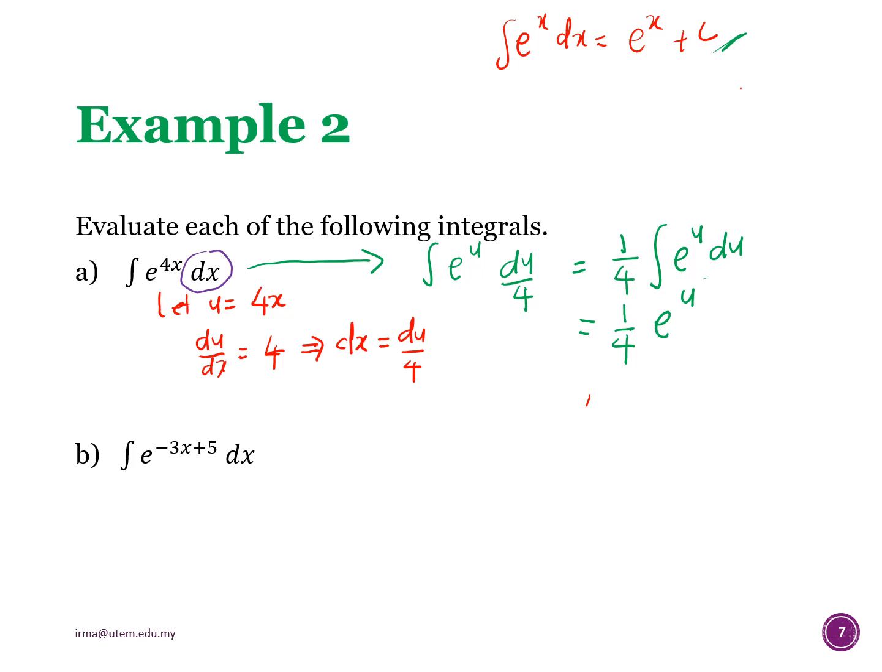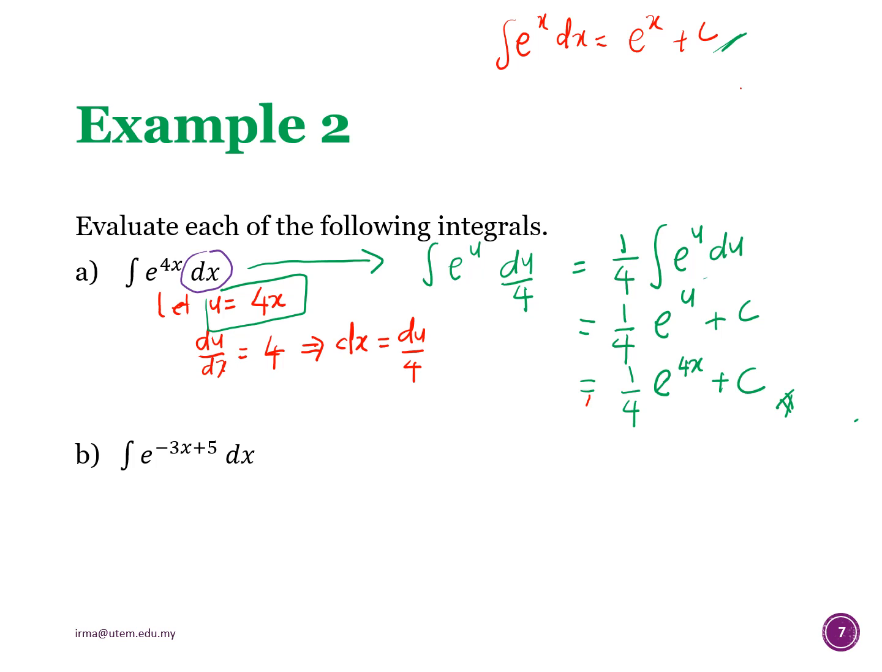Differentiate exponent x, you get exponent x, so integrate exponent x, you will get exponent x. So do the same for exponent u. Don't forget to put plus c. And remember, the final answer is not in terms of u, so you need to replace u back with 4x. So we have 1 over 4 exponent 4x plus c. This is the solution for A.